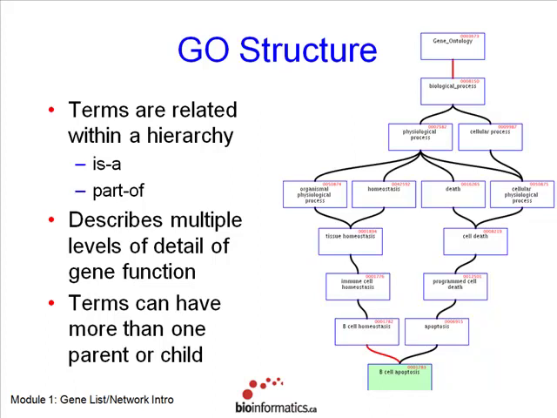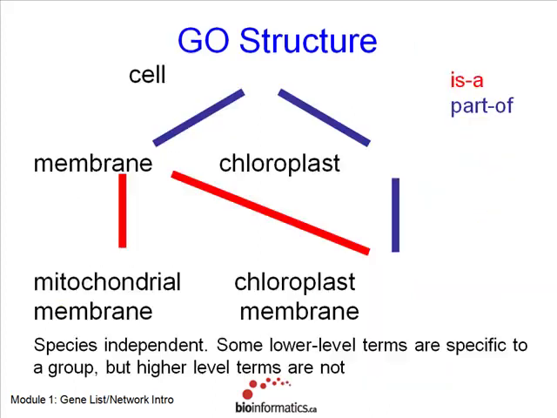You have to look to see what it actually is. Importantly, terms can have more than one parent or child, so it's not a hierarchy, it's not a real tree. That's important to understand because it actually causes issues. It's not as simple as you maybe like it to be. So this is sort of an example of, this sort of cell migrated over here. It's supposed to be here.